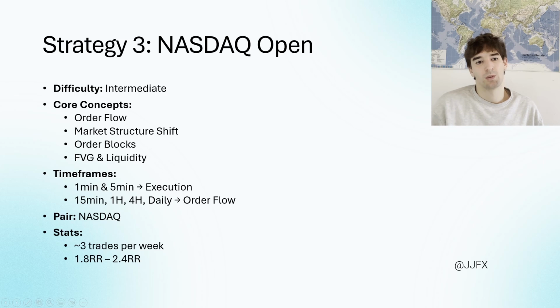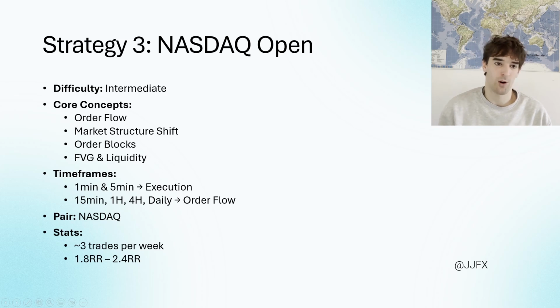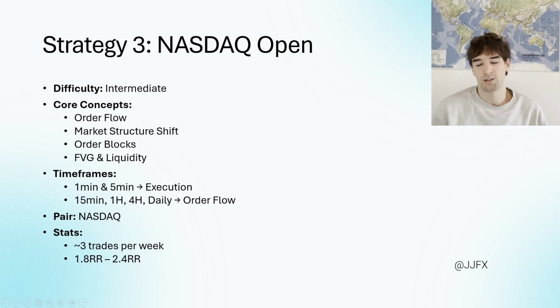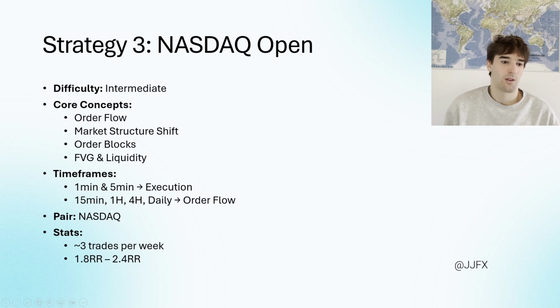The last strategy that I use is the Nasdaq Open, which is also a bit less mechanical. For this strategy, I use order flow, market structure shifts, order blocks, fair value gaps, and liquidity. I'm going on the lower time frames, such as the 1 minute and the 5 minute for execution, and my bias is determined by the 50-minute, 1 hour, 4 hour, and daily chart. The pair that I trade is obviously Nasdaq or US 100, and I'm averaging 3 trades per week with it, with an average risk to reward of 1.8 to 2.4.